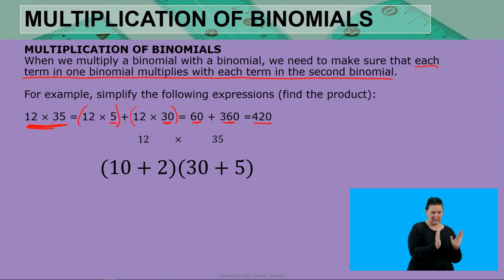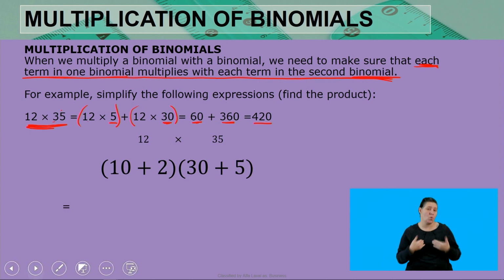And remember, because there is no operation in between those two brackets, that means that we are multiplying. So we have a 10 plus 2 and we are multiplying this by a 30 plus 5. So how are we going to achieve this? We're going to do this by distributing these numbers. So we need to make sure that each term in one binomial multiplies with each term in the second binomial. We are going to start off by multiplying this way.